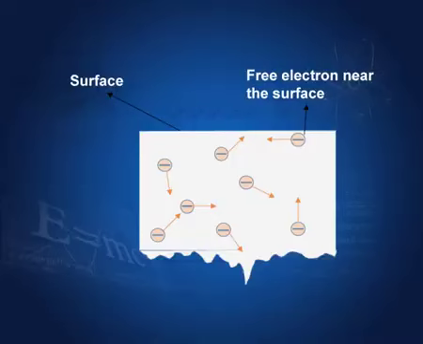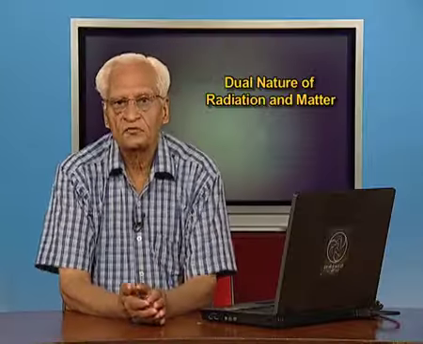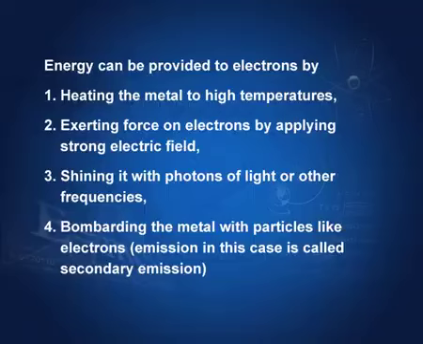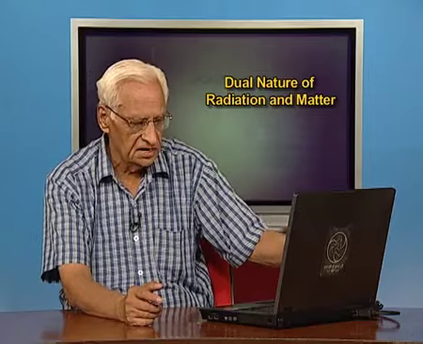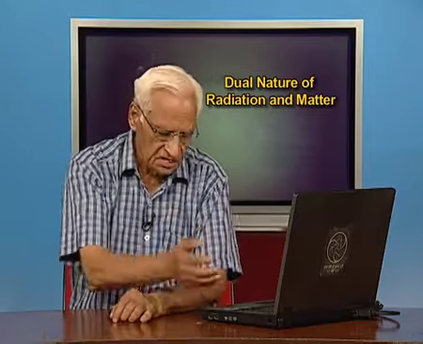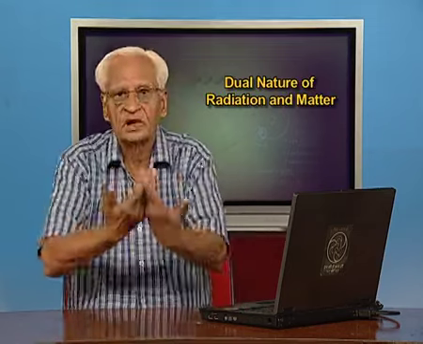Or we can bombard the surface of the metal with high energy electromagnetic waves, or we can bombard the metal with particles like electrons. So, there are various ways in which the energy can be provided to the electrons to make them come out of the metal piece.